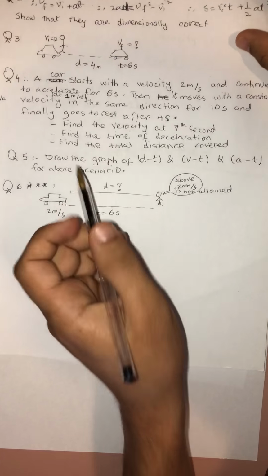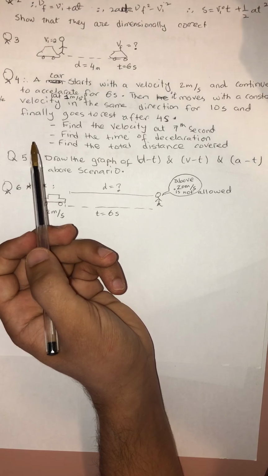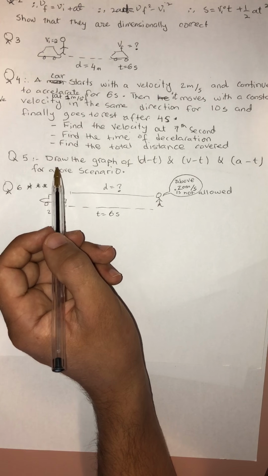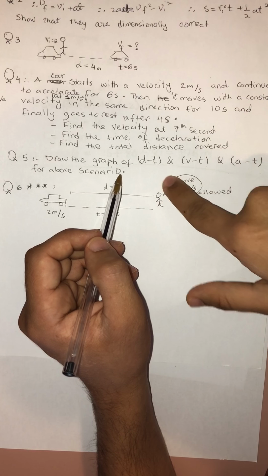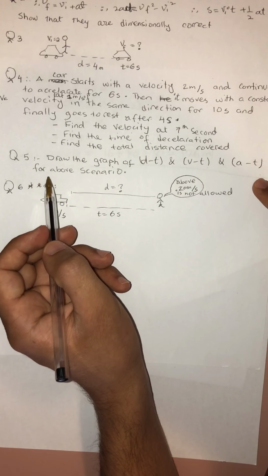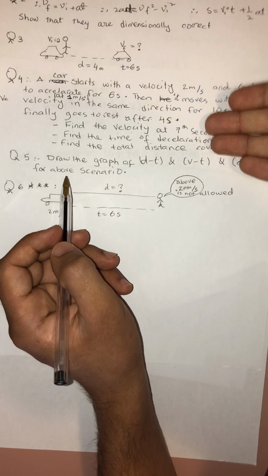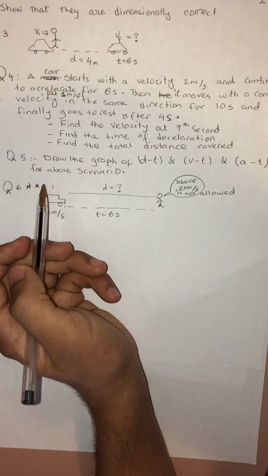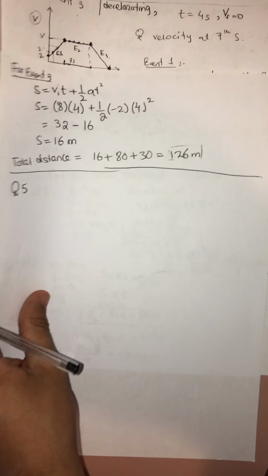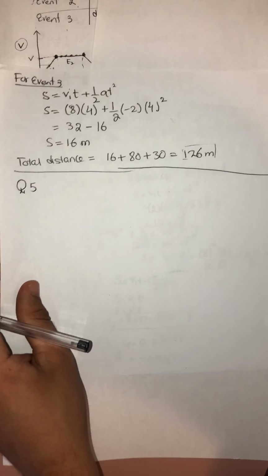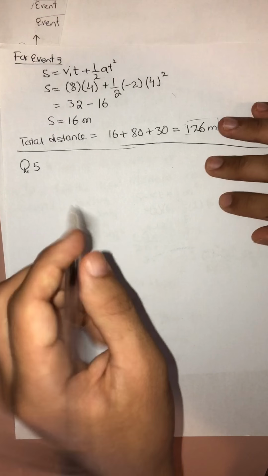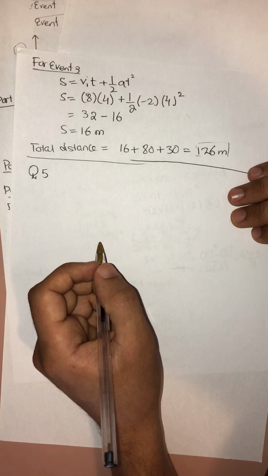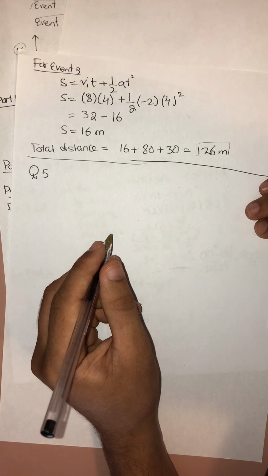So this was our fourth question, and now we have to draw the graphs of distance time, velocity time, and acceleration time for all the data that we have in the fourth question. So our objective for this question is to draw the graphs. Let me note down all the data that we have from the previous exercise, and we will use that to draw the graph.